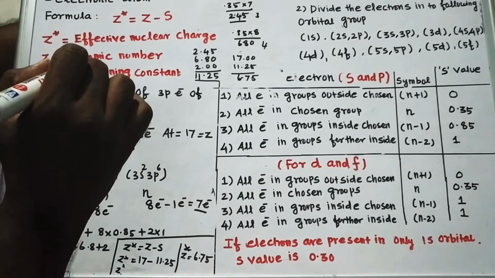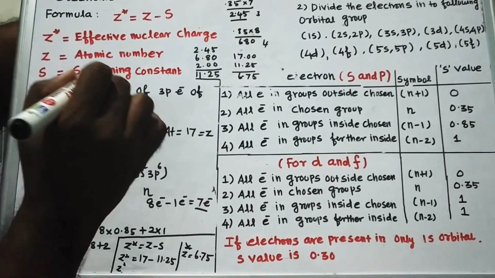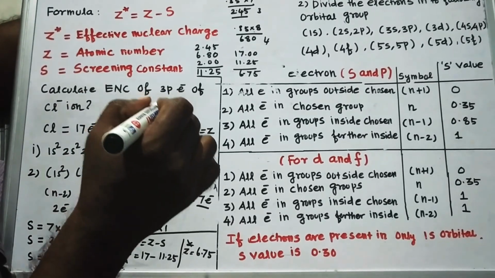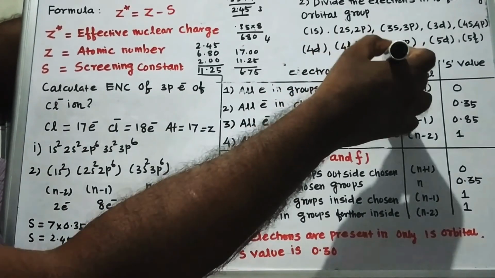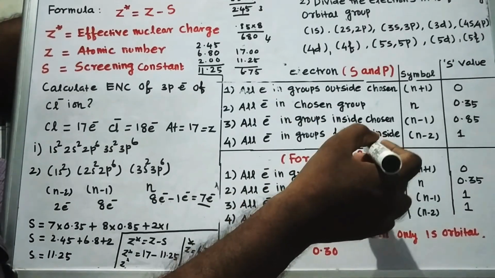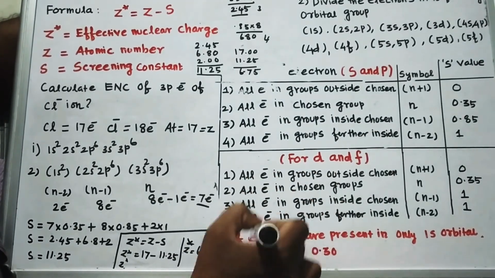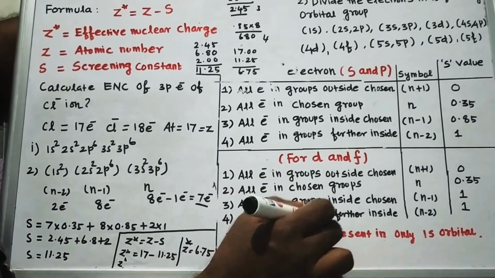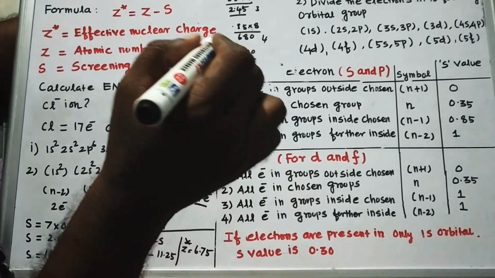So, in this session, we thoroughly discussed how to calculate the number of electrons present in the s and p group and also the d and f group. If only one s electron is present, then that is also discussed. Therefore, it is a very important video.